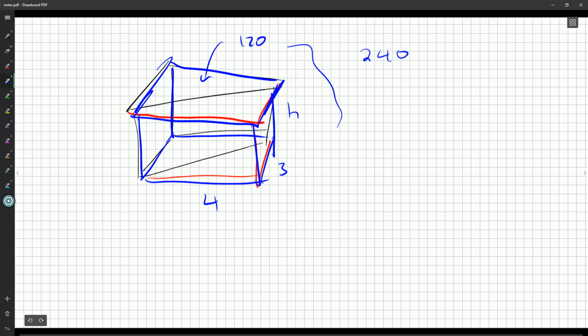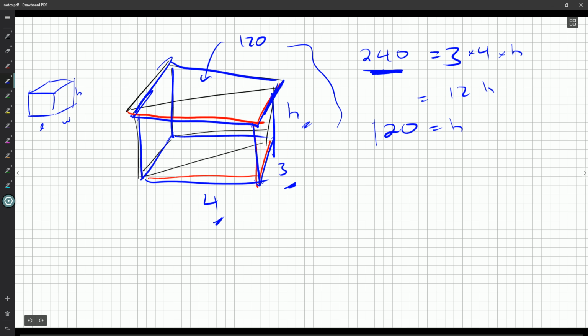And how do you find the volume of a rectangular prism? It's length times width times height. So 240 would be 3 times 4 times h. That'd be 12 times h. Divide both sides by 12. And you'll see the height has to be 20.